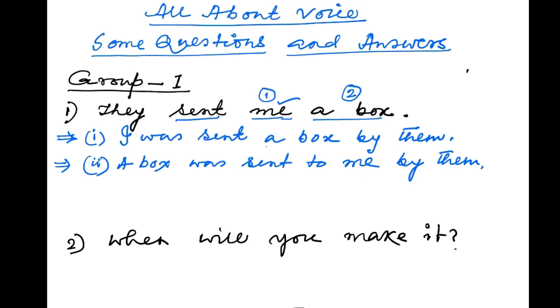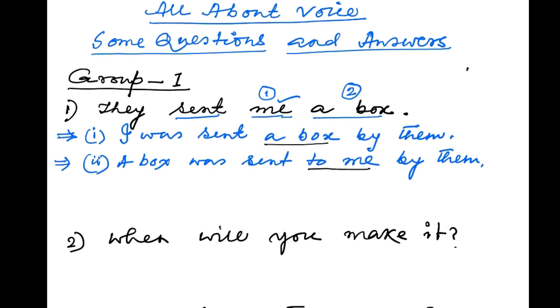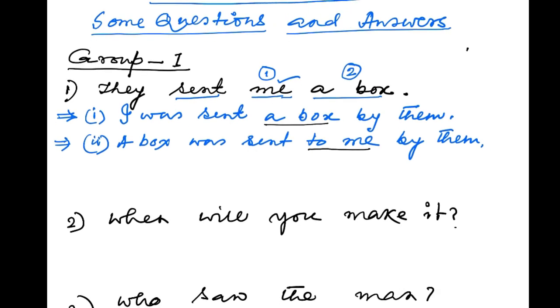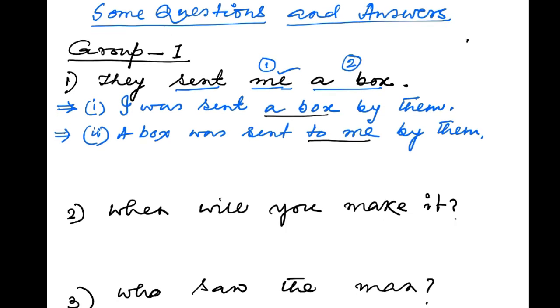Okay, now here the second object was kept here. Here the first object was kept, with a preposition before it. So these 2 are called the retained object, as they are retained here. That means kept here. So the changed voice of this sentence is, I was sent a box by them, and the next one, a box was sent to me by them. This is the answer of your first sentence.